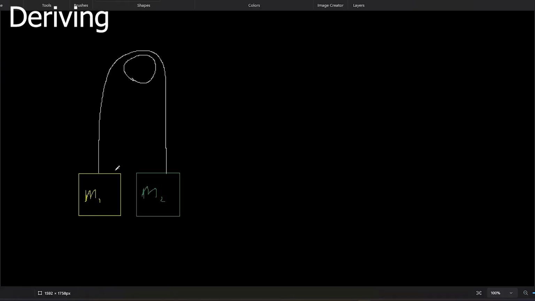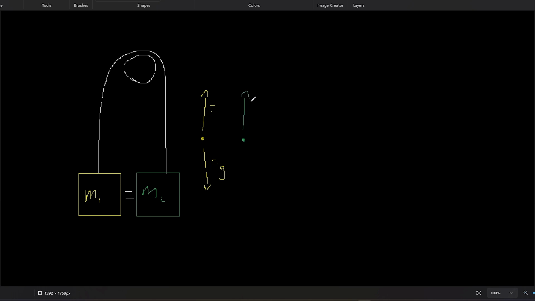What if we had a problem where the mass of M1 was equal to the mass of M2? Well, we can start with the F net problem. So for M1, the force of tension is acting upwards, and then force of gravity is acting downwards. The same can be said for M2. Tension pushing upwards, and then force of gravity pushing downwards. And remember, these tensions are equal to each other. So we first need to solve for T, because once we can get T, we can substitute it in for the other equation, because these T's are equal.